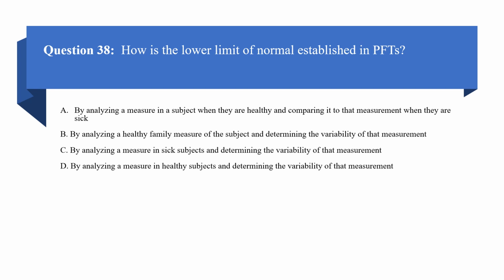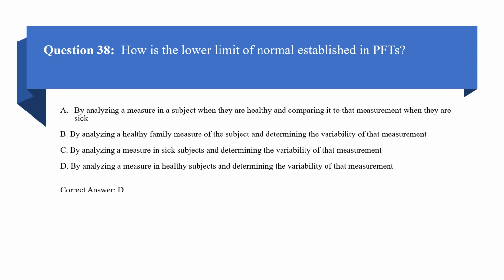A, by analyzing a measure in a subject when they are healthy and comparing it to that measurement when they are sick or unhealthy. B, by analyzing a healthy family measure of the subject and determining the variability of that measurement. C, by analyzing a measure in 6 subjects and determining the variability of that measurement. And D, by analyzing a measure in healthy subjects and determining the variability of that measurement. Take a moment, give it some thought. There's a fair amount to this particular question.